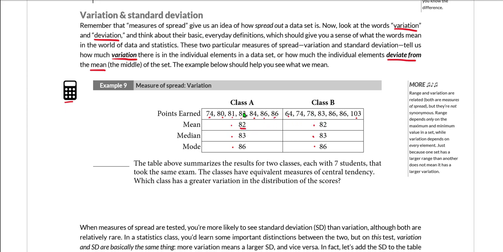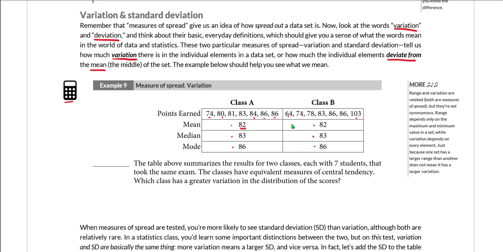So for instance, you've got the 83 in class A that's right by the 82. The 81 is right by the 82. This is one above, one below. The 80 is 2 below. The 84 is 2 above. So again, these numbers, these points earned in class A, they tend to stick pretty closely to the mean. They tend to be clustered pretty closely around the mean.